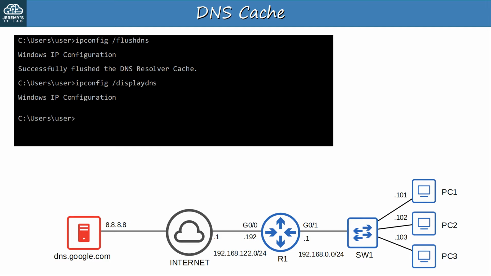Here's one more command in the Windows command prompt. You can clear the DNS cache with the command ipconfig/flushdns. It says the DNS resolver cache was flushed. And now when I use ipconfig/displaydns, nothing is displayed. If I try to access youtube.com again, for example, PC1 will have to send another DNS query to the DNS server to learn the IP address again.